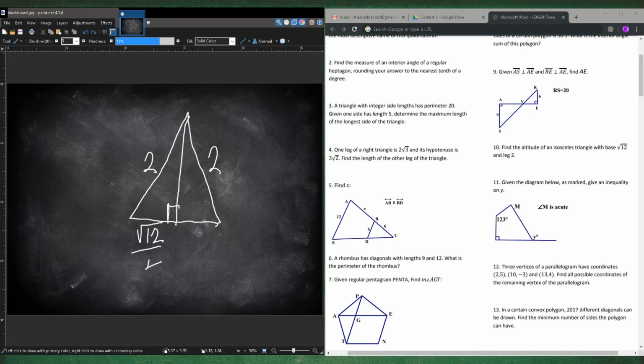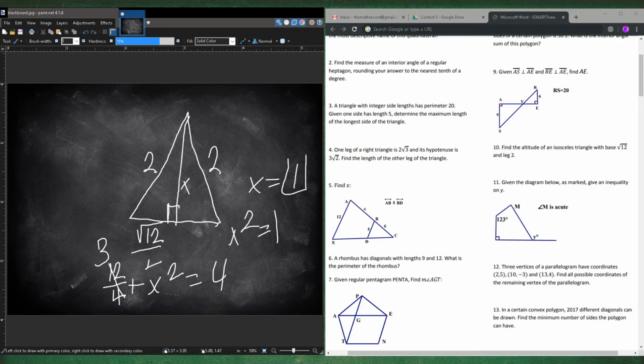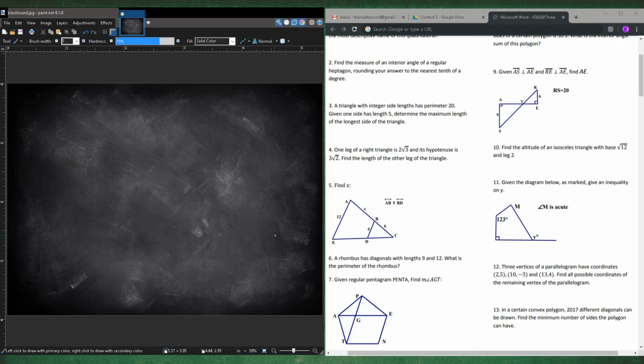Now we just use the Pythagorean theorem. Square root 12 divided by 2, squared, is equal to 12 over 4, plus, let's call this x, x squared is equal to 2 squared, which is 4. 12 divided by 4 is 3. So 4 minus 3 is 1. So x squared is equal to 1, so x is equal to 1. So that altitude is equal to 1. Okay.